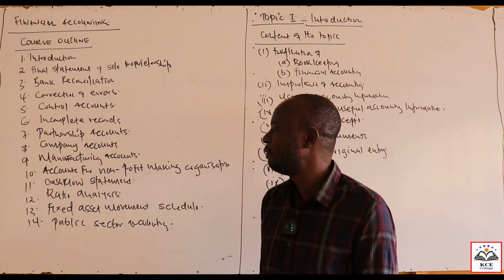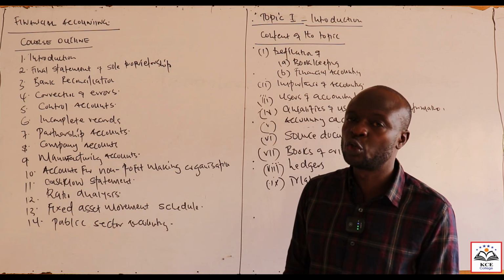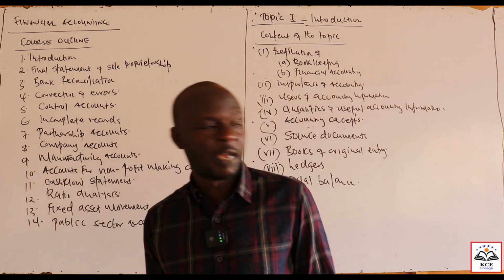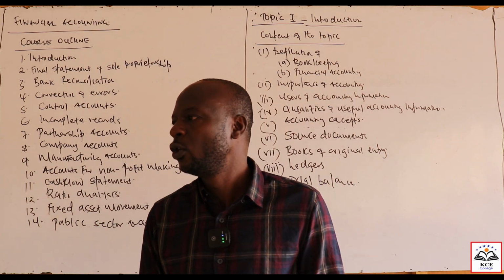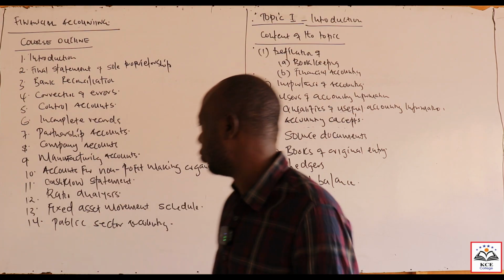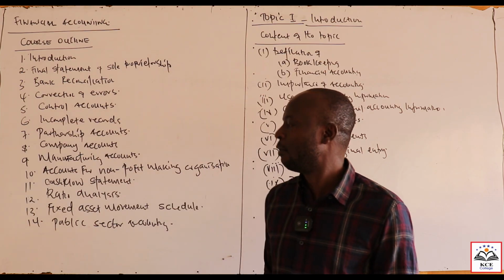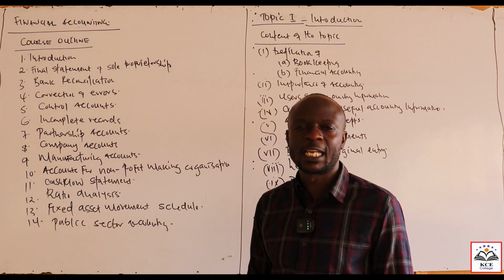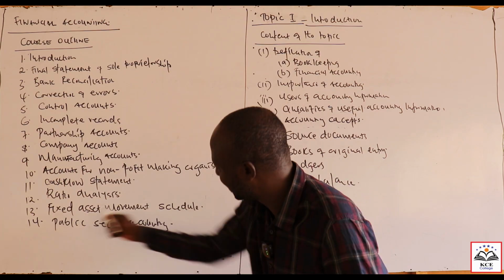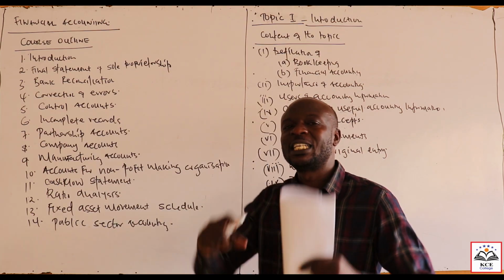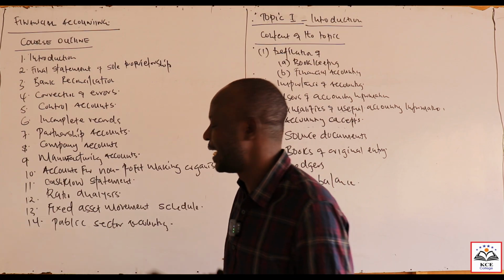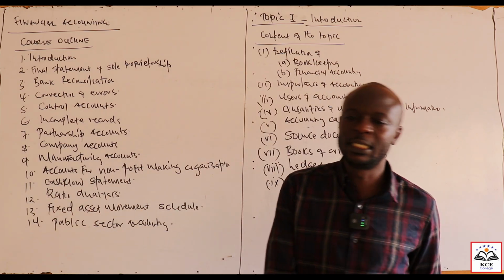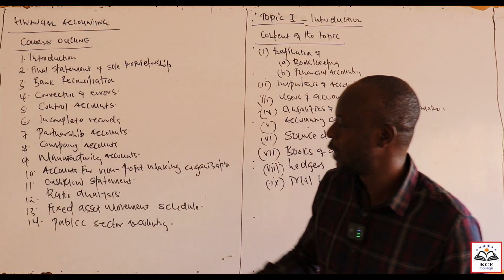And then number 12 is what we call ratio analysis, to analyze the financial statements of an entity to be able to tell how they are faring. So that one is called ratio analysis. And the second last topic is called fixed asset movement schedule. So this is a schedule that shows the movement of fixed assets. We'll learn about it in detail when we get to that point.